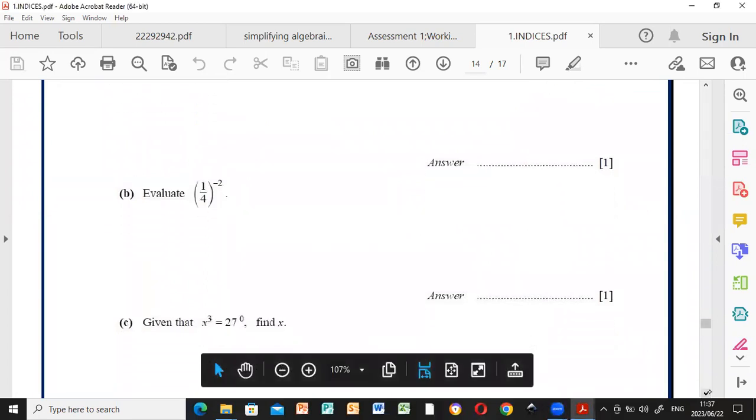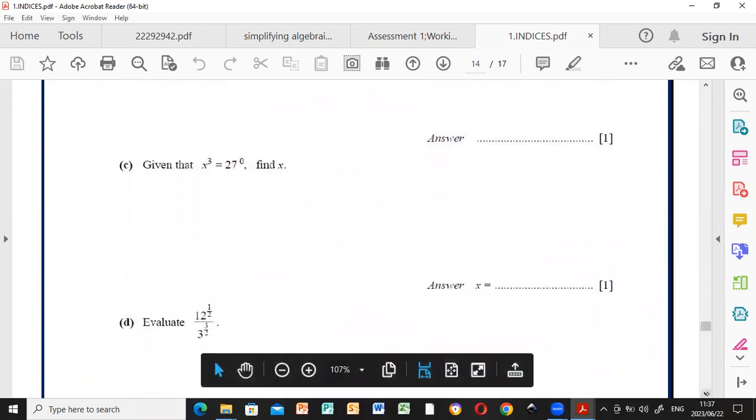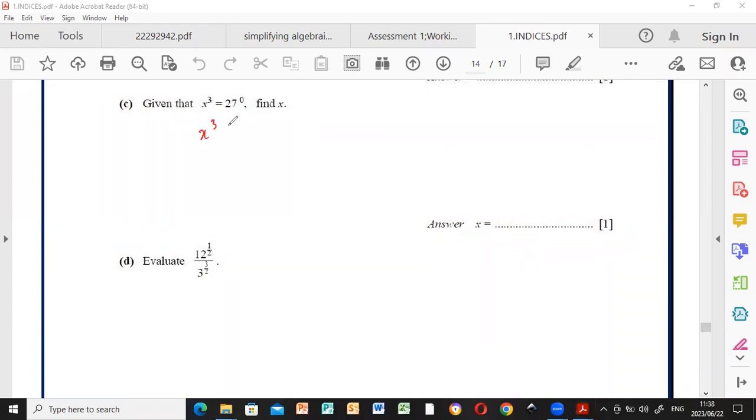Okay, let's quickly look at another question, which is part C and part D. On part C, they say x cubed is equivalent to 27 to the power of 0. So x cubed is equal to 27 to the power of 0, which is the same as 1. Now you can take cube roots on both sides. You can take a cube root here and a cube root here, so this and this cancel. So x is equivalent to 1. So our x value is basically equal to 1.